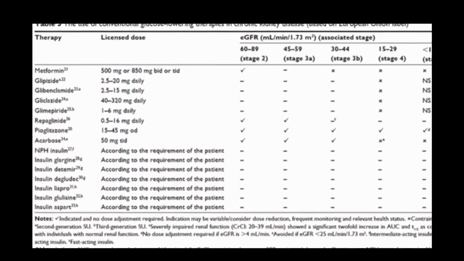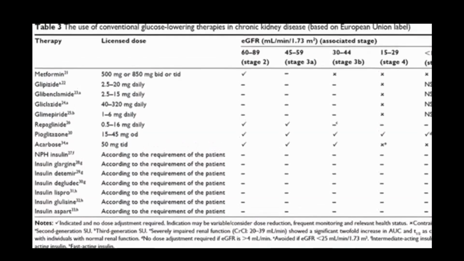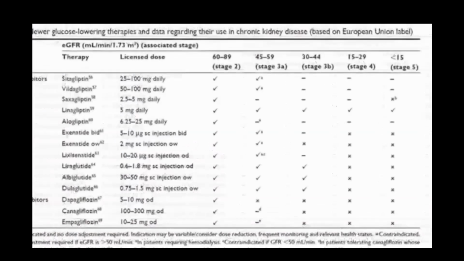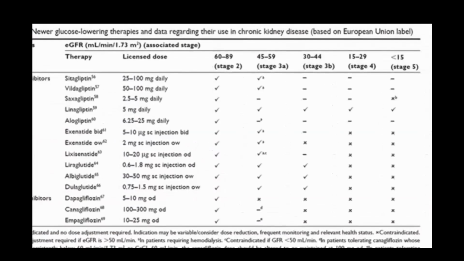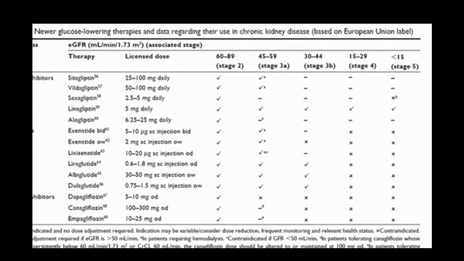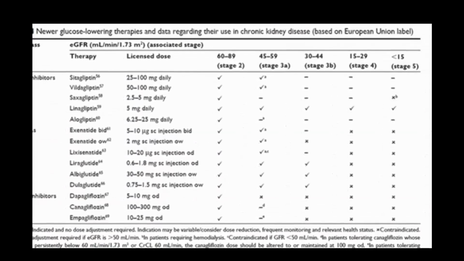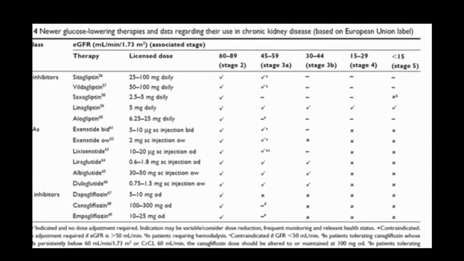Table 3 shows which conventional therapies are safe to use as chronic kidney disease progresses. In Table 4, we have summarized how the newer treatments for type 2 diabetes, specifically DPP-4 inhibitors, GLP-1 receptor agonists, and SGLT2 inhibitors, can be used safely across the chronic kidney disease spectrum.